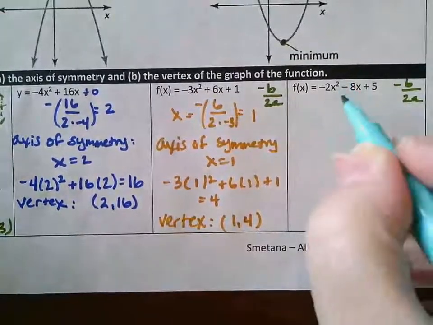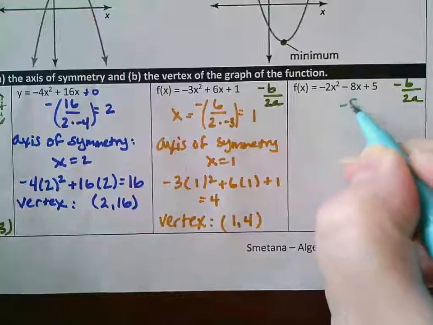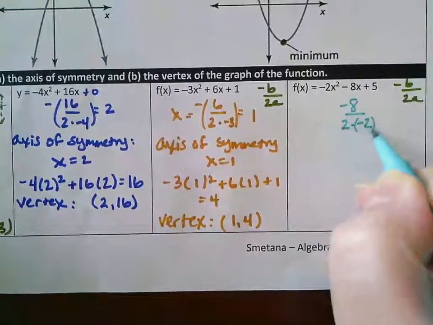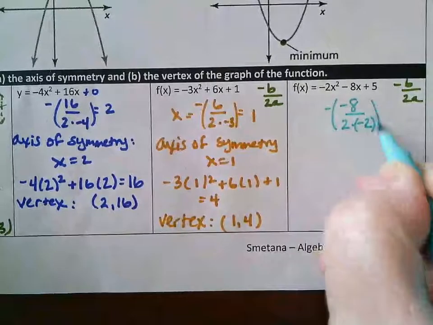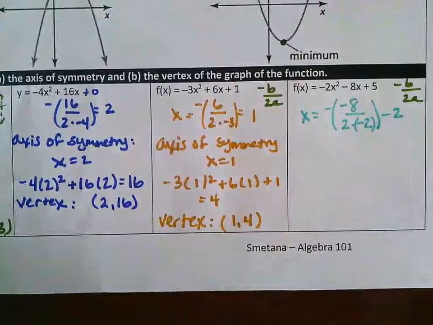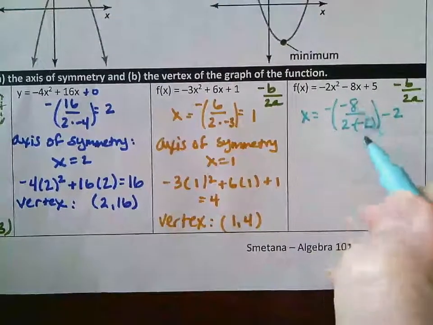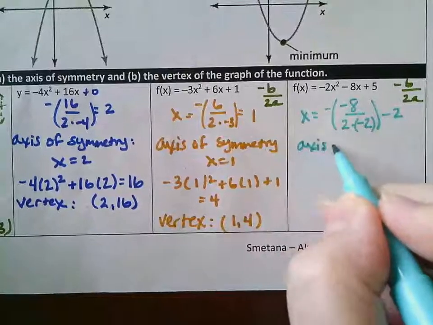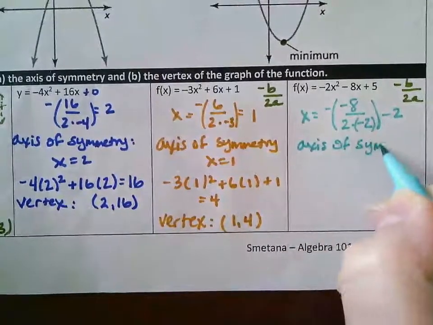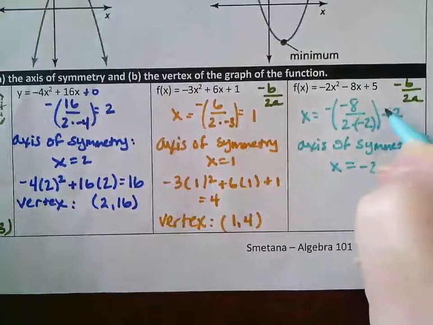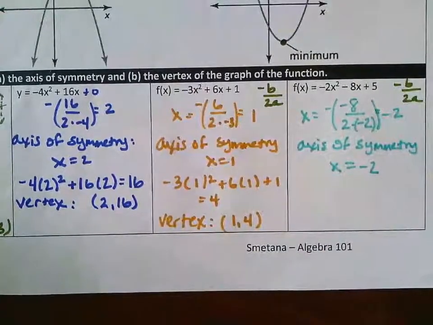So you have -8 over 2 times -2, and then all that is negative. So by the time you get done with all that, you end up with -2, because this negative and this negative would make it positive, which would come out negative. So axis of symmetry, x equals -2. Forgot an equal sign there.